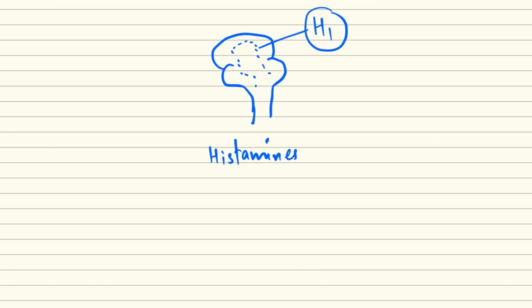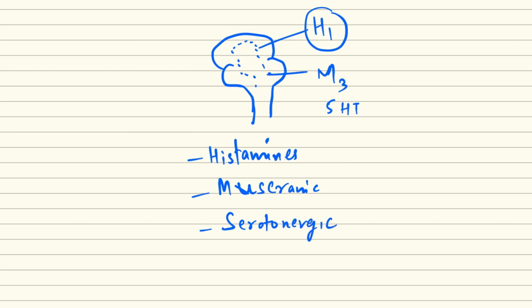Also, histamine works in our central nervous system. Histamine has receptors scattered throughout the central nervous system. These are called the H1 type of receptors, most predominantly present in the central nervous system. Also, acetylcholine receptors are present in the central nervous system, which are the muscarinic M3 type of receptors. And certain other receptors, the serotonin receptors, which are the serotonergic receptors, are also present in the central nervous system.